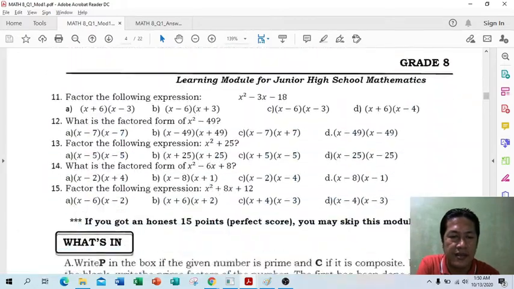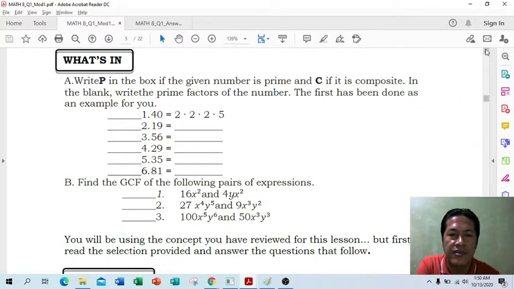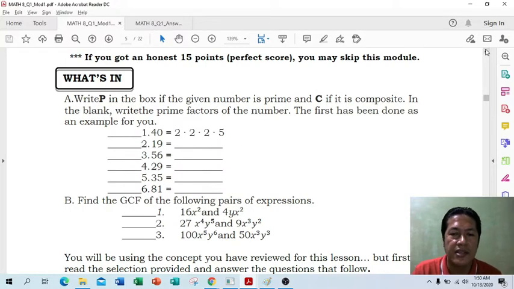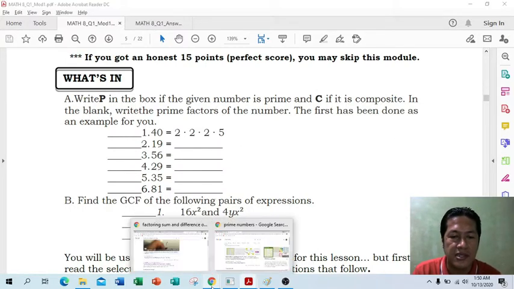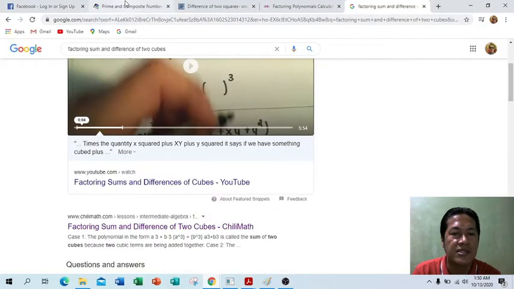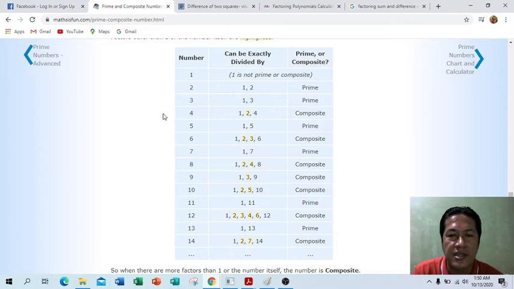Next, let's have a review of prime numbers and composite numbers. By the way, what are prime and composite numbers? These are the prime numbers. Number 2: it is divisible only by 1 and 2, so it is prime. Number 3: it is divisible only by 1 and 3, so it is a prime number. Number 4: the numbers that divide 4 are 1, 2, and 4. So 4 is a composite.